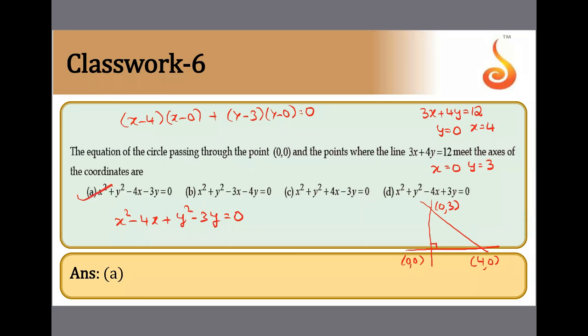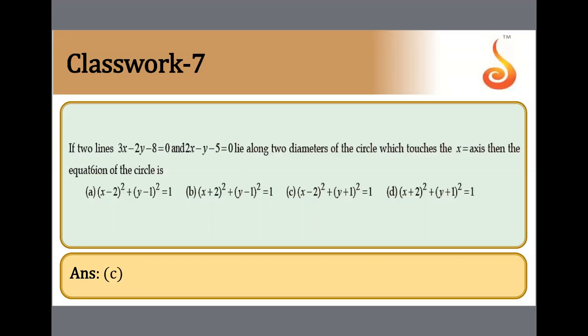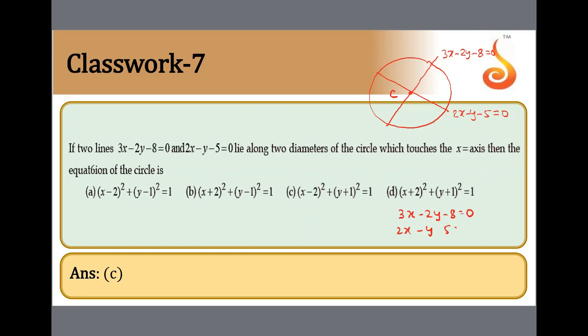Next one. If these two lines lie along the diameters of a circle and the circle touches the x-axis, then find the equation of the circle. See, this is a circle. This is one diameter. This is another diameter. So the equation of diameter is given as 3x minus 2y minus 8 equal to 0. This equation is given as 2x minus 5 equal to 0. So we solve to get the center. What do we get for the center, anybody can tell? 3x minus 2y minus 8 equal to 0, 2x minus 5 equal to 0.